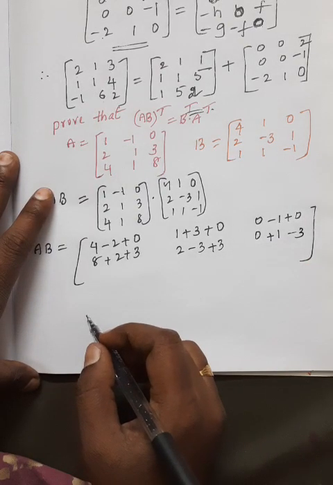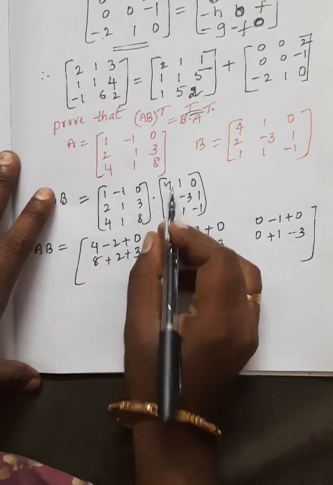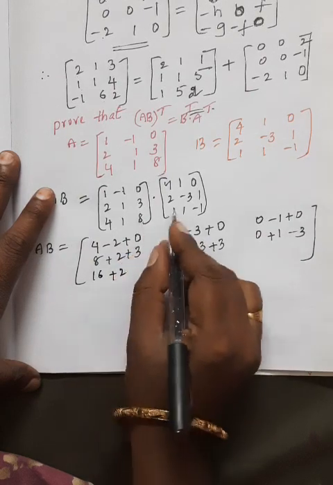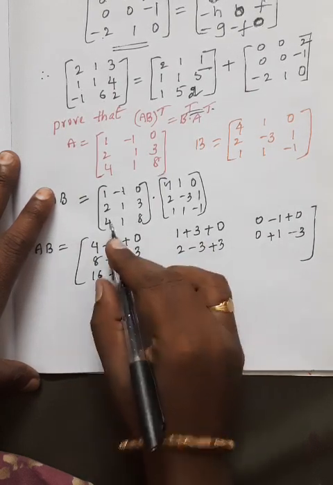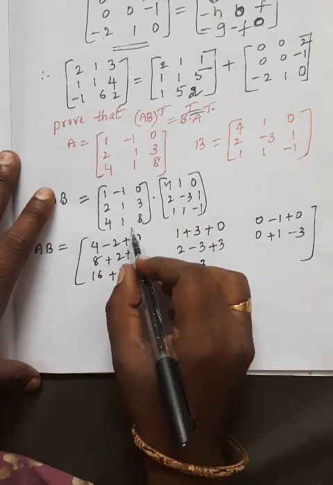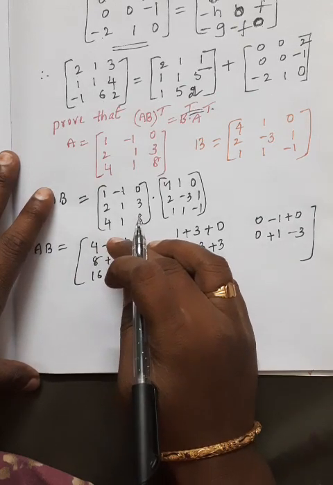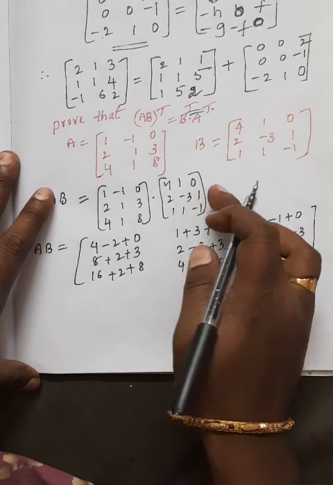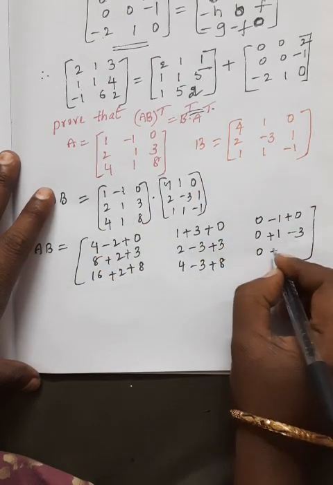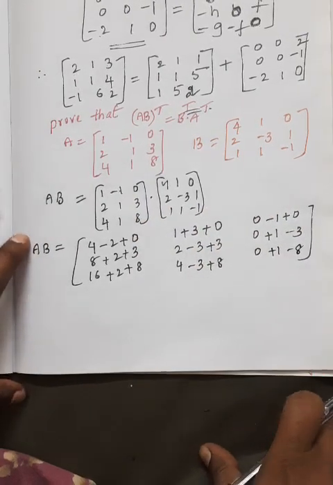Now we have to multiply third row with first column: 4 into 4 is 16, 1 into 2 is 2, 8 into 1 is 8. Then third row with second column: 4 into 1 is 4, 1 into minus 3 is minus 3, 8 into 1 is 8. Now in the last we have to multiply third row with third column: 4 into 0 is 0, 1 into 1 is 1, 8 into minus 1 is minus 8. Like this you have to multiply two matrices.